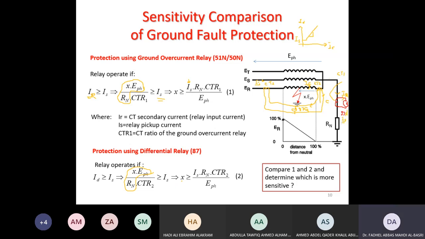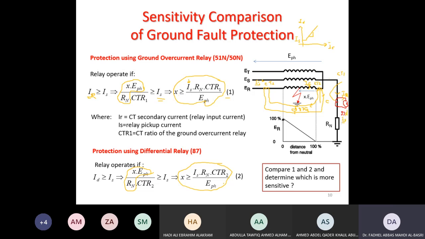And as a result, from this relationship, we can find also X, and that will be, if you compare these two relationships 1 and 2, which one is more sensitive? I won't say sensitive, which one would provide a larger percentage of the stator winding that will be protected? Which one will minimize X? The smaller X, the better.